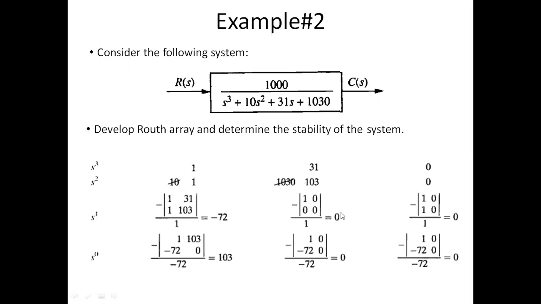So again, we are forming the s to the power 1 and s to the power 0 rows by the same formation of the Routh array that we have already seen. So it is clear that the first column of the Routh array is 1, 1, -72, and 103. There are no sign changes here, but here from +1 to -72, and from -72 to +103, that is 2 sign changes. The two sign changes mean two poles lie on the right hand side of the s plane, which gives that the system is unstable.